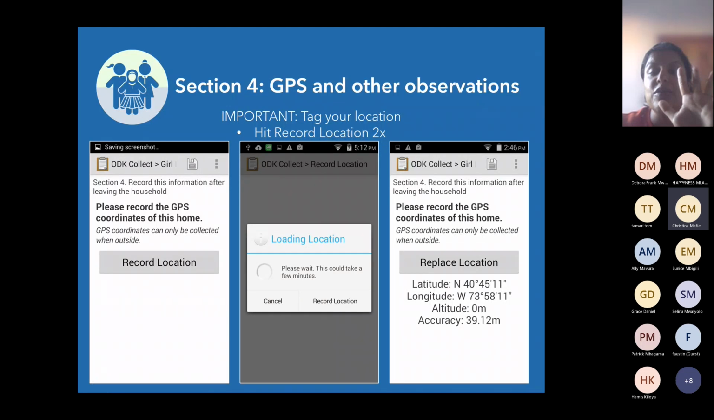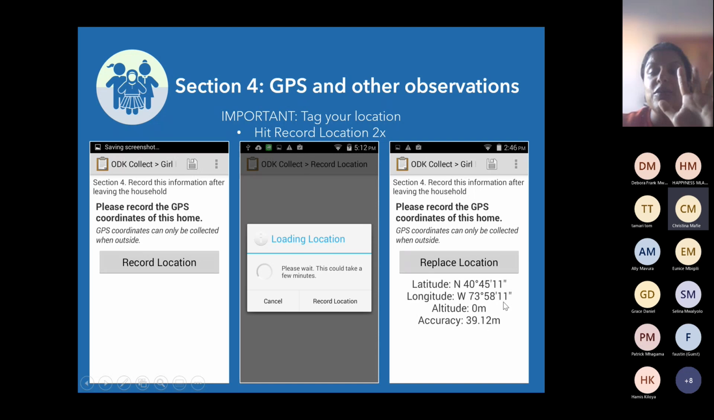You can really do it at any point. It's not going to be 100% accurate. It's giving you kind of a general GPS. And we don't want it to be 100% accurate because it's a security concern. We don't want it to be exactly on the house. We just want it to be in the vicinity. So you hit record location again, and this comes up as your location, the latitude, longitude, altitude, and accuracy. As you can see, it's 39.12 meters.